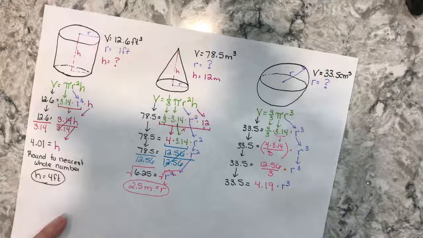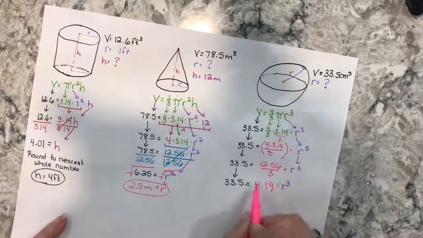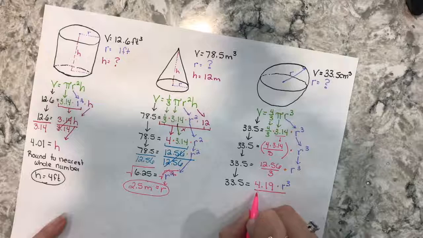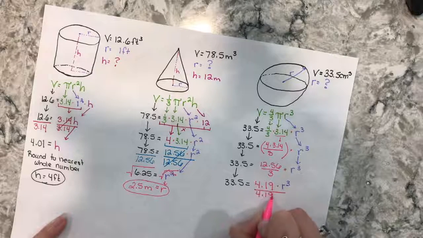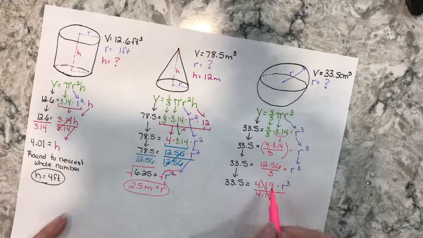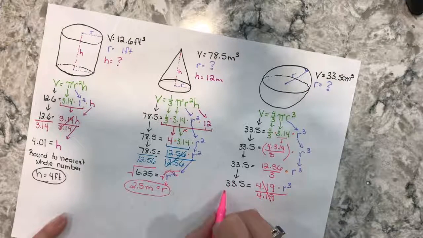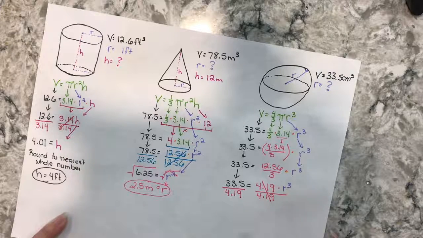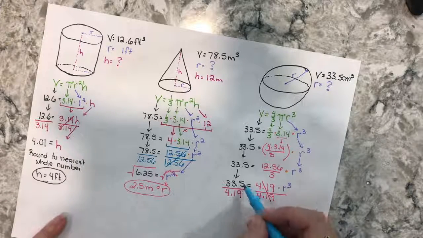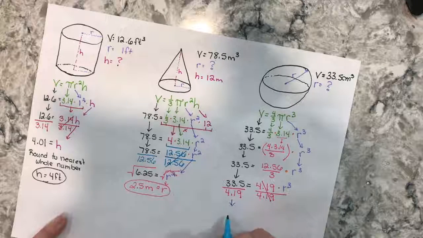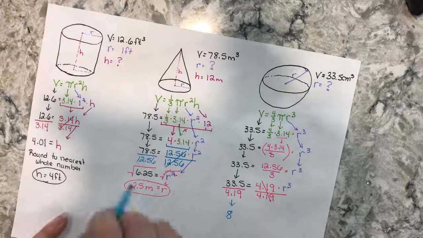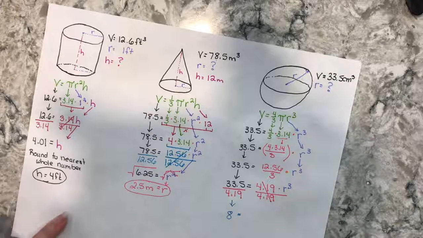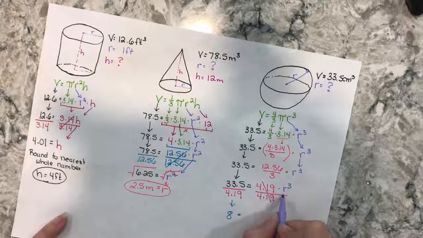So now this is 4.19 times r cubed. To get rid of the multiplication, we're going to divide. So we divide by 4.19 for it to cancel out and be 1 times r cubed, or just r cubed. Because we did it on one side, we do it on the other to keep it balanced. So 33.5 divided by 4.19 is 8. And now we carry down our r cubed. We've got the radius by itself. That was our goal.